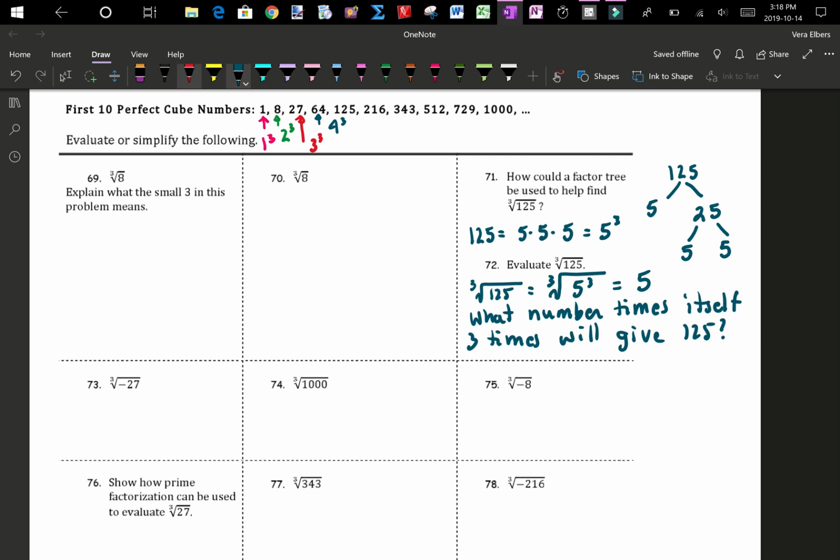So something to include in your notes here: the cube of a number and the cube root of the same number are inverse operations.